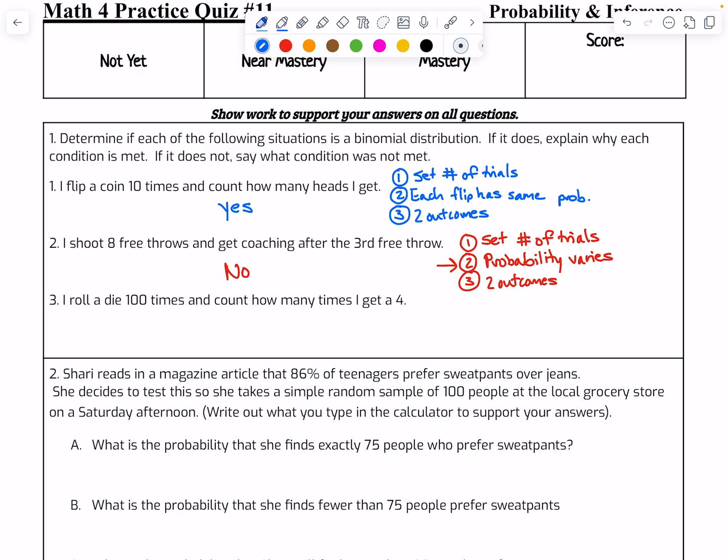So number 3 says I roll a die 100 times and I count how many times I get a 4. And so for this one, there is a set number of trials, the 100. So that is good and that is true. Number 2, each roll would have the same probability. So we'll just write same probability. But number 3, there's not 2 outcomes because a die has 6 sides. So to make it consistent, we can just say more than 2 outcomes is all we really need to say. So this one is a no for that reason.